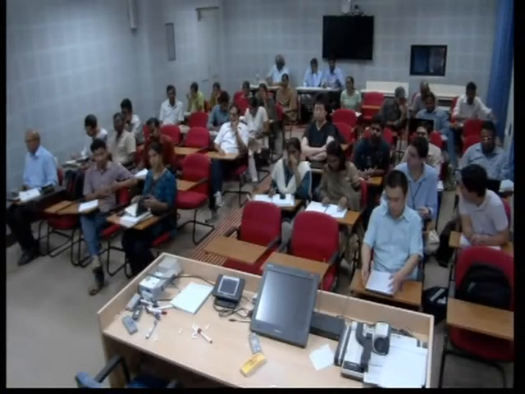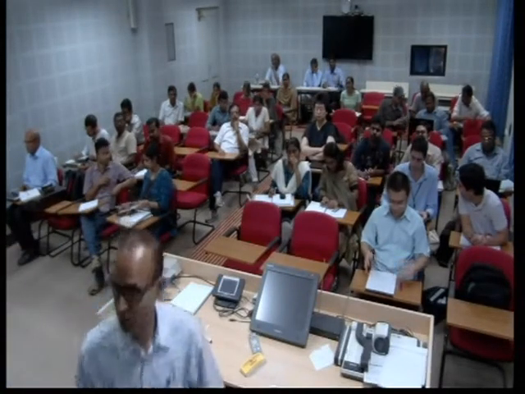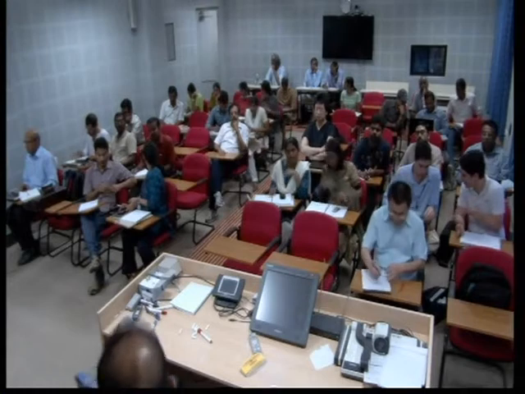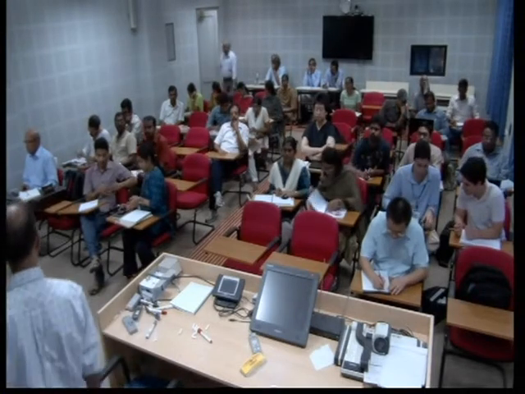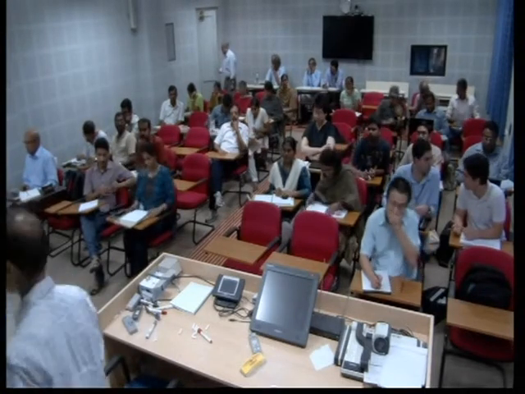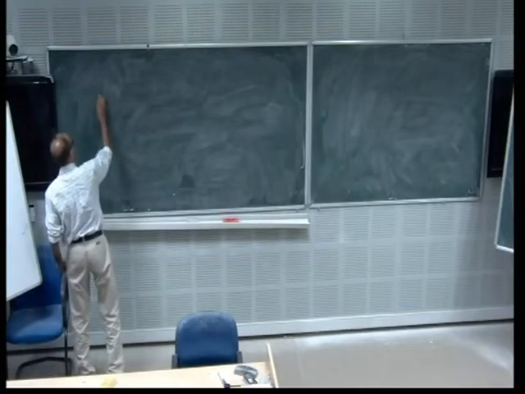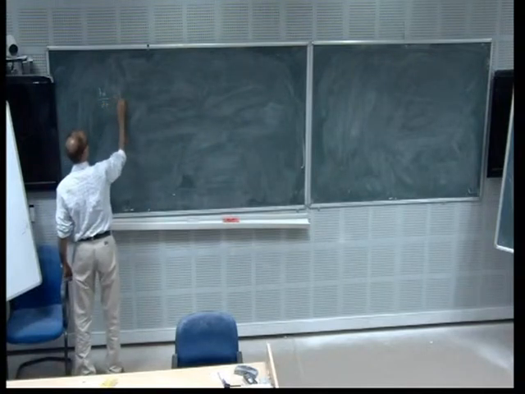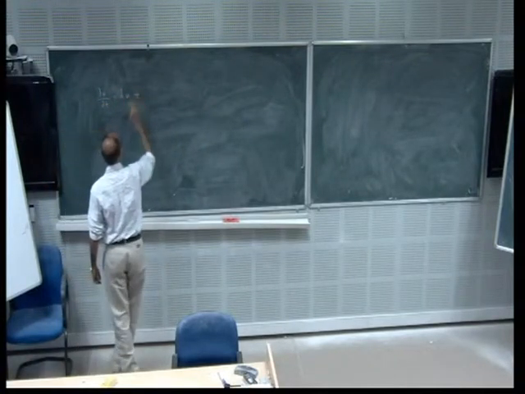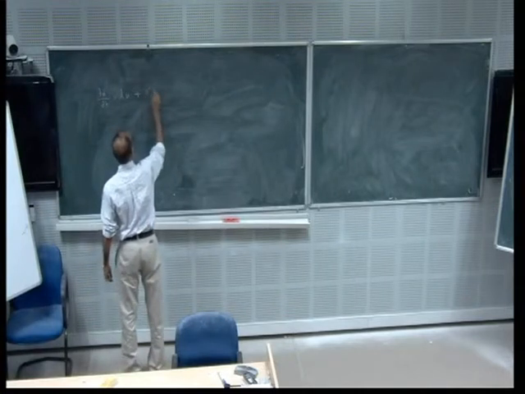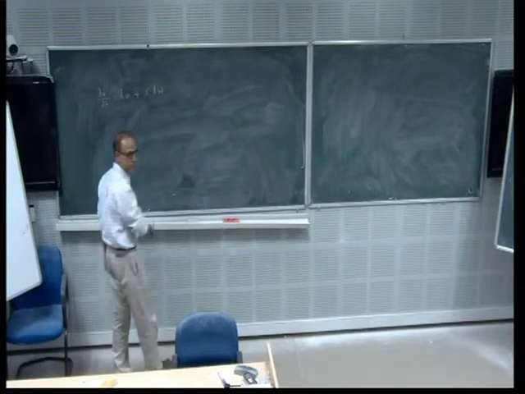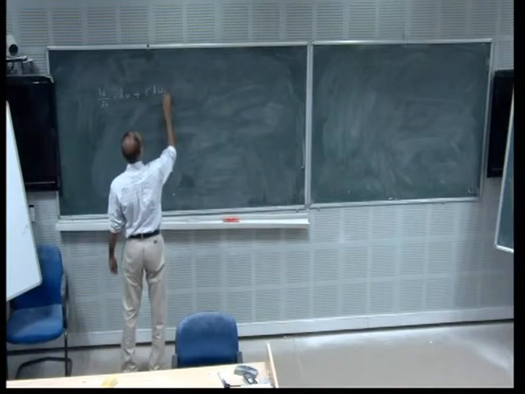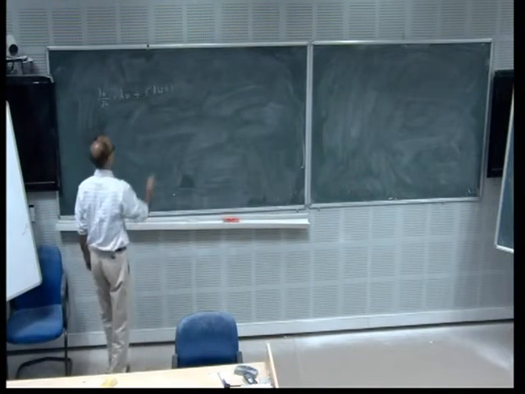So shall I start? Okay, so we were considering the following problem. You can think of it as the non-stationary Stokes problem. And so what is the equation that we have? The derivative of u with respect to t is Au plus sigma dW of t.